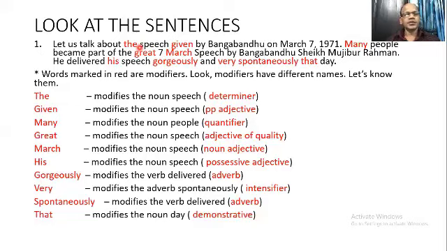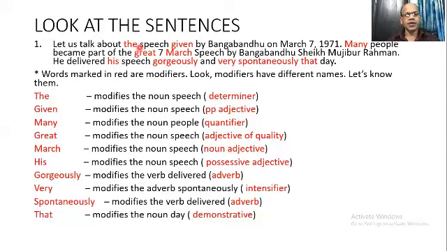The modifies the noun speech. This is a determiner. Given is the past participle. It modifies the noun speech. Many is a quantifier. It modifies the noun people. Great is an adjective of quality. It modifies the noun speech. March is a noun adjective, modifies the noun speech.